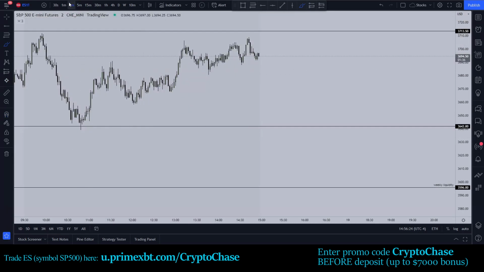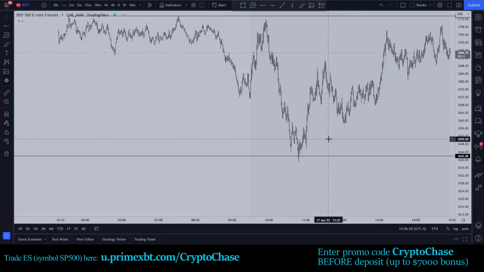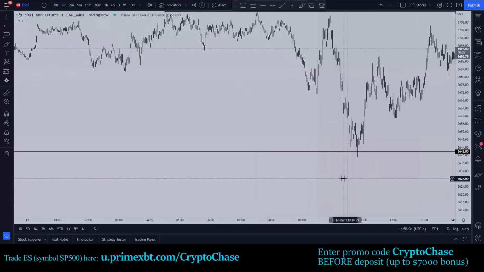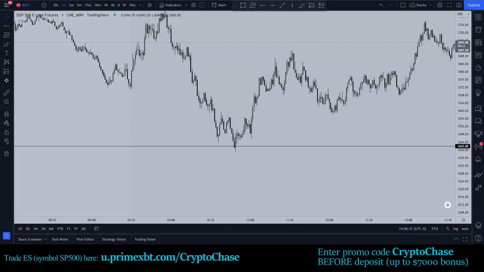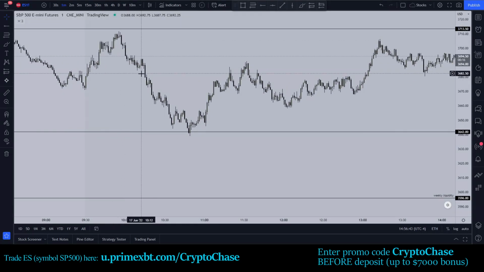Let's go all the way down to the 1 minute. So we're coming down towards liquidity. That's our context, right? We want to get long. How do we get long? Well, we're looking for the sweep of liquidity and then a market structure break. Okay? What do we have here? Let's just take a look.